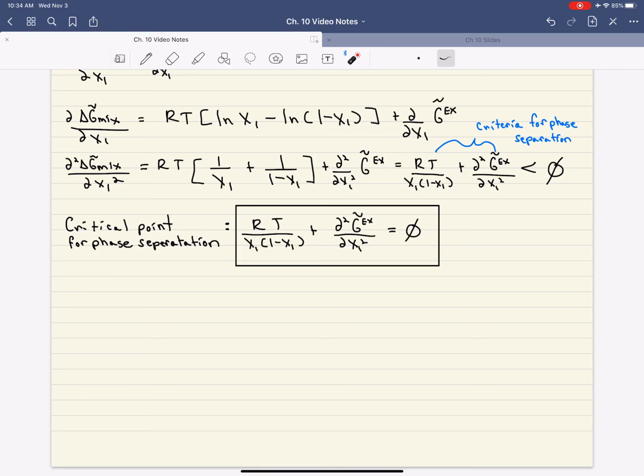So by utilizing our criteria for phase separation, we're able to develop an equation that will allow us to predict when phase separation occurs. But in the form that I have now, this is a general form, and so it's a bit abstract. And so to make this a little bit more instructive about how useful this equation is, what we need to do is actually plug in an equation for the excess Gibbs energy.